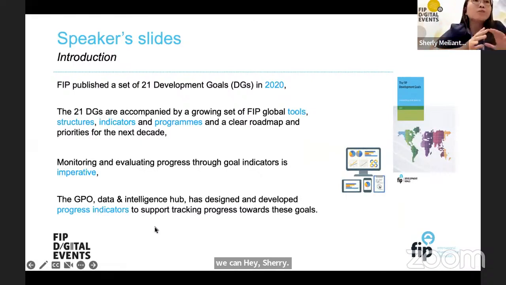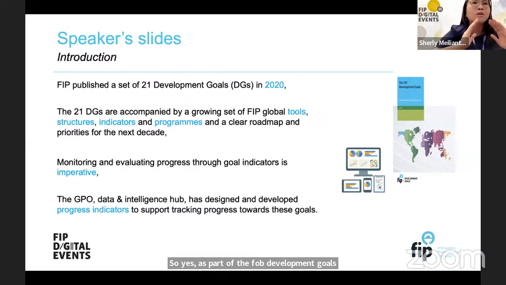So as part of the FIP development goals, Chris previously mentioned the pyramid, and the third layer is about the growing set of global tools, structure and programs that we already share from FIP, all of which are available to facilitate and support the process of transformation. And that's the third layer, and we will discuss today the fourth layer, which is the indicators.